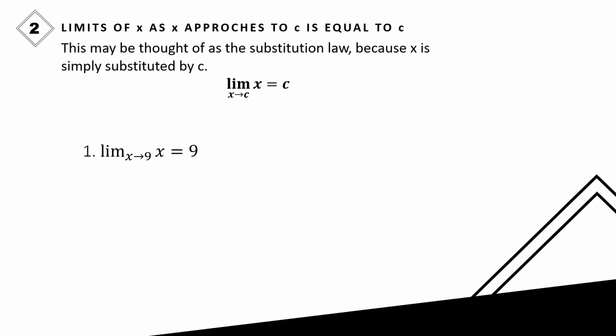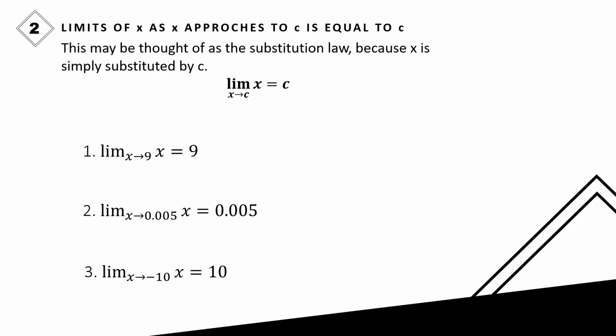Like for example, we have the limit of x as x approaches 9, then our limit will be 9 since our constant c is equal to 9. Another one is the limit of x as x approaches 0.005. So our limit is 0.005 since the value of our c is equal to 0.005. And last one, we have the limit of x as x approaches negative 10, that is equal to negative 10, since the value of our c is negative 10. So that's how we get the limit of x as x approaches c is equal to c.